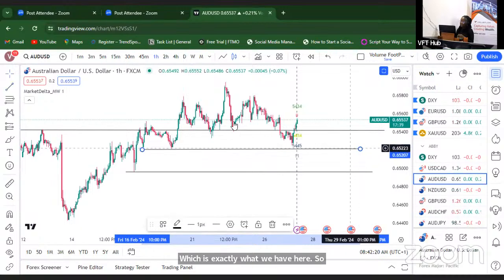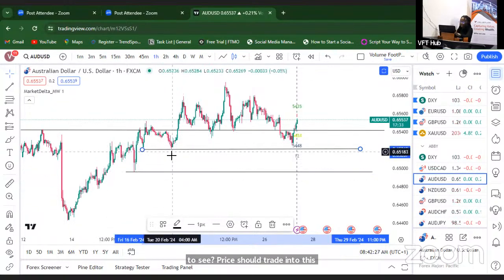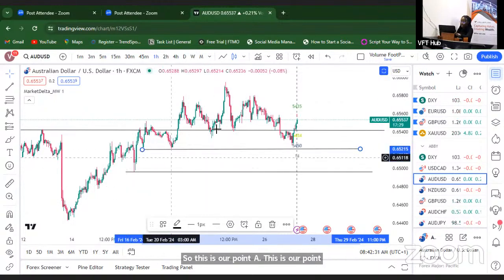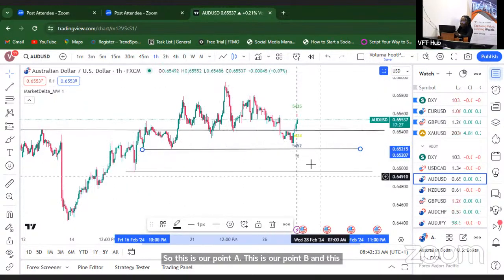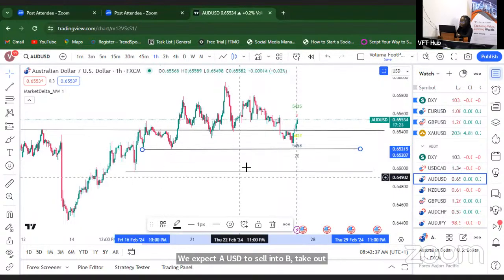So what do we want to see? Price should trade into this, take out point B. So this is our point A, this is our point B, and this right here is our point C. So we have A, B, C. We expect AUD USD to sell into B, take out B, trade into the other block, and then start to buy.